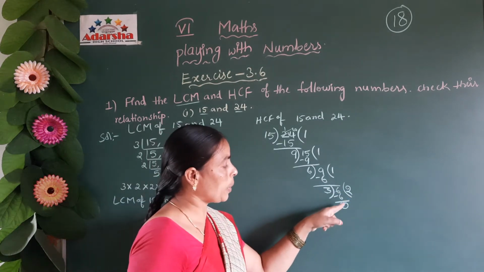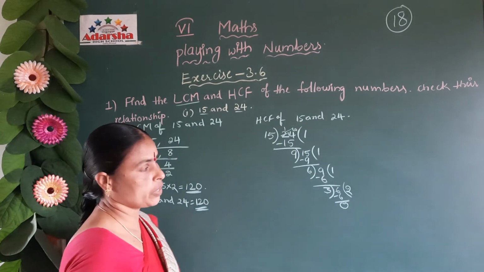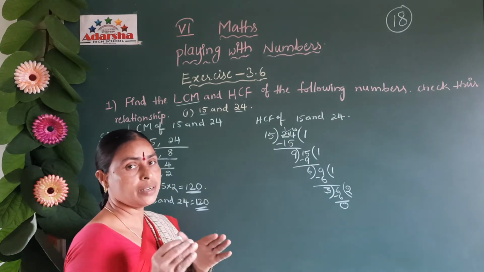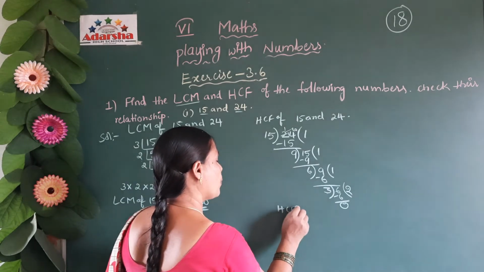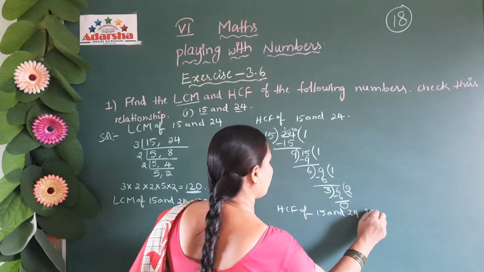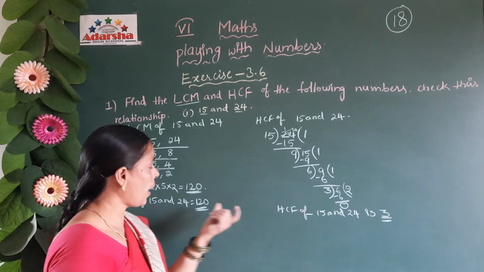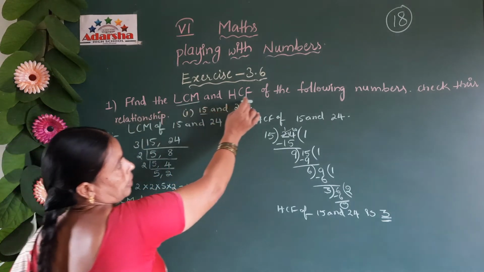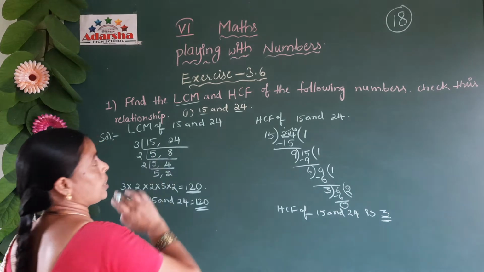Wherever you get remainder 0, that divisor is the HCF of the given numbers. Like this you have to continue the division until you get remainder 0. Now the HCF of 15 and 24 is 3. We got HCF 3 and LCM 120. Finding the LCM and HCF of the numbers is completed.